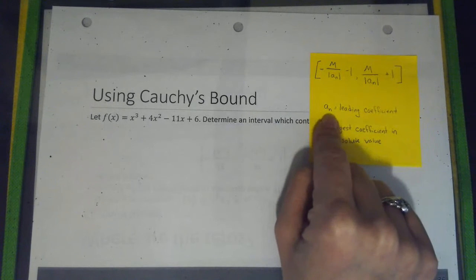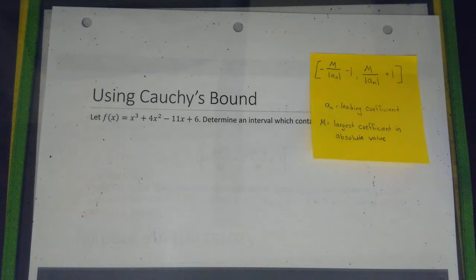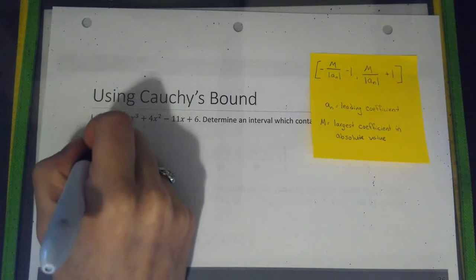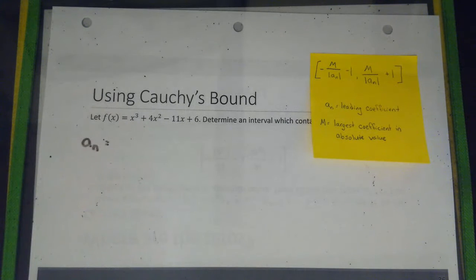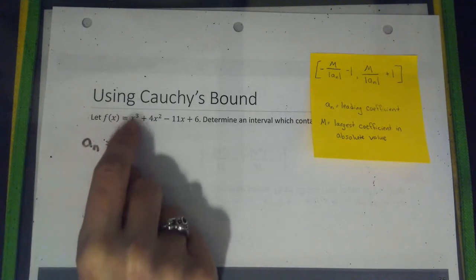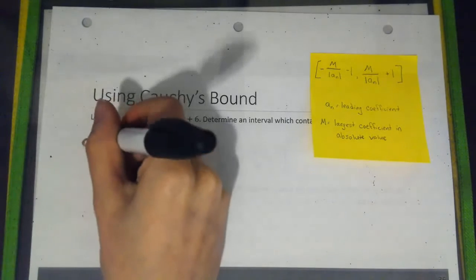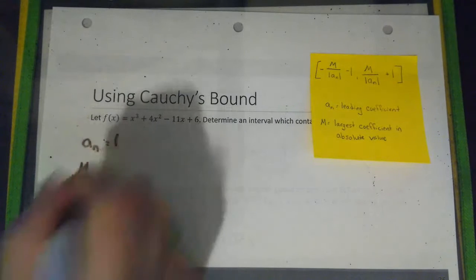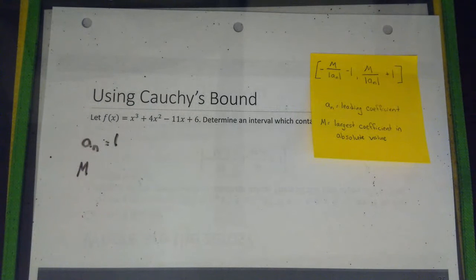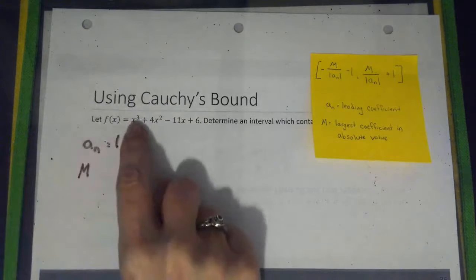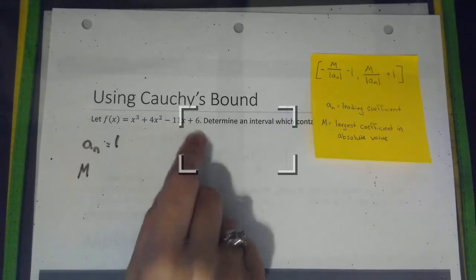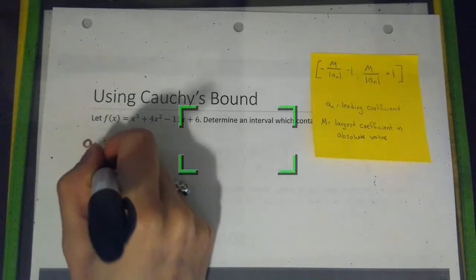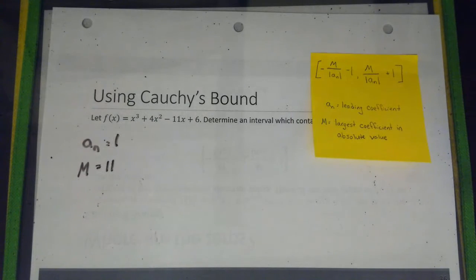So we need to figure out what a sub n is and what m is. A sub n is our leading coefficient. So I find the highest power on x, that would be an x cubed, and the coefficient on that term is 1. So my a sub n is going to be 1. Now m is the largest coefficient if we take the absolute value. So what that's saying is ignore all the signs. Which coefficient is largest? So we have 1, 4, 11, 6. 11 is the largest, so our m value will be 11.